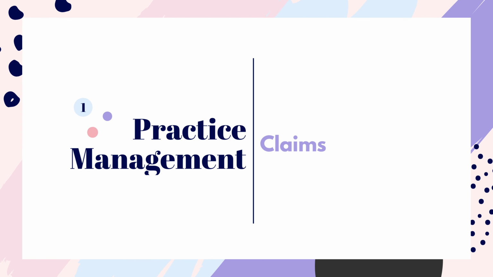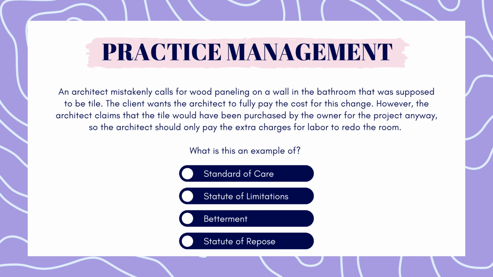First up is practice management. An architect mistakenly calls for wood paneling on a wall in the bathroom that was supposed to be tile. The client wants the architect to fully pay for the cost of this change. However, the architect claims the tile would have been purchased by the owner for the project anyway, so the architect should only pay the extra charges for labor to redo the room. What is this an example of?